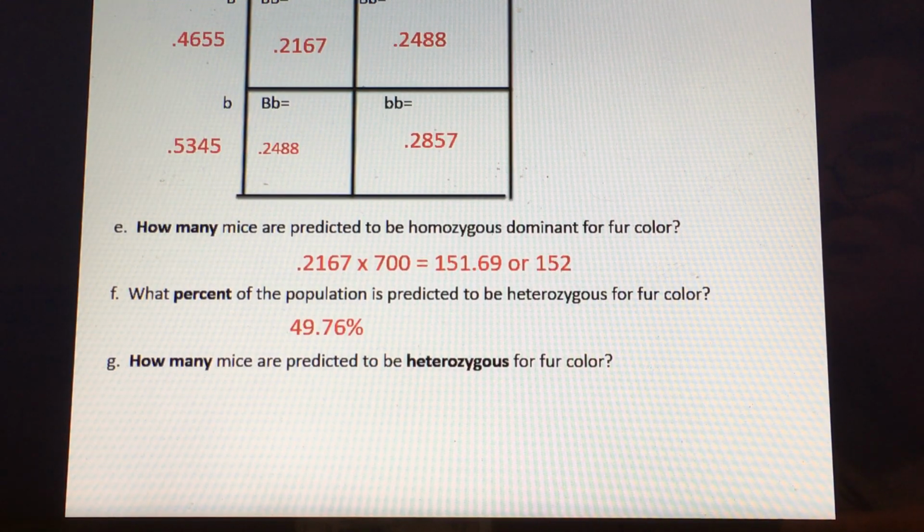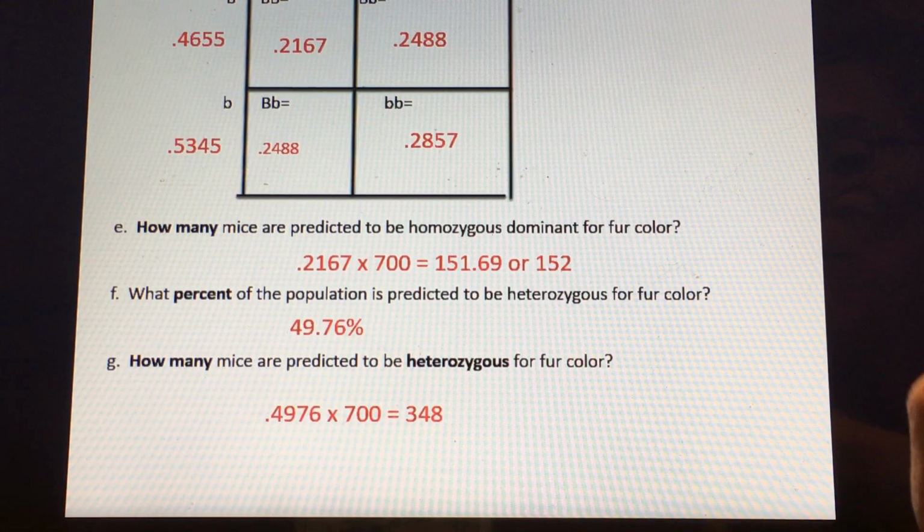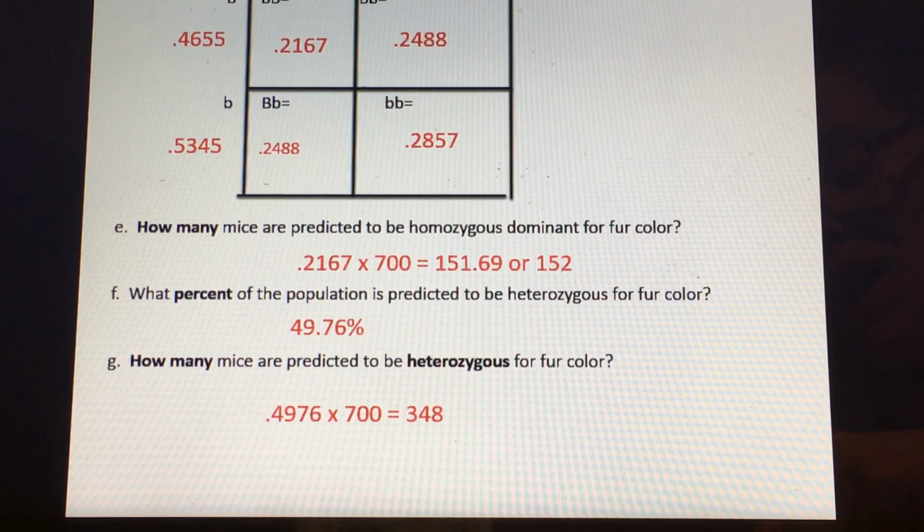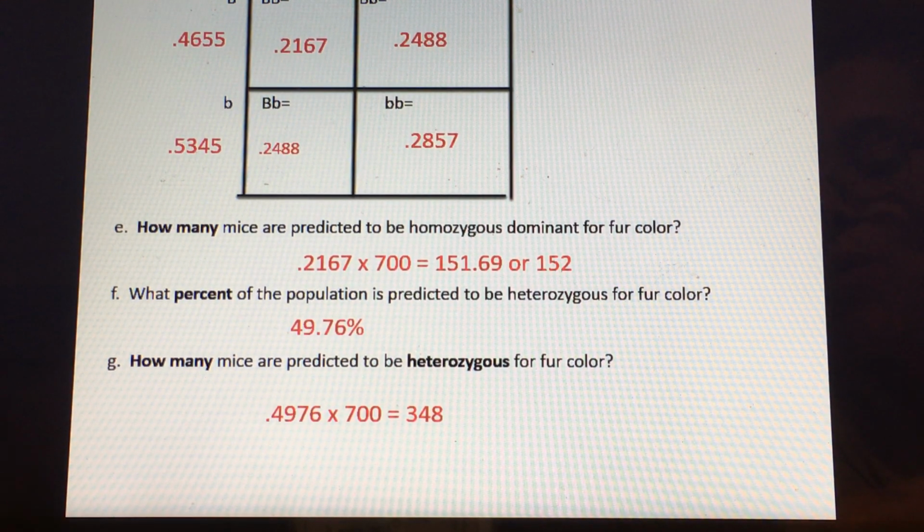Now, how many mice would be heterozygous? We take 0.4976 times 700, which is the total population, and we would get 348.